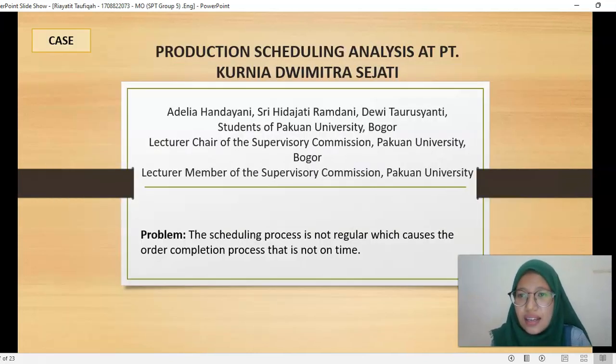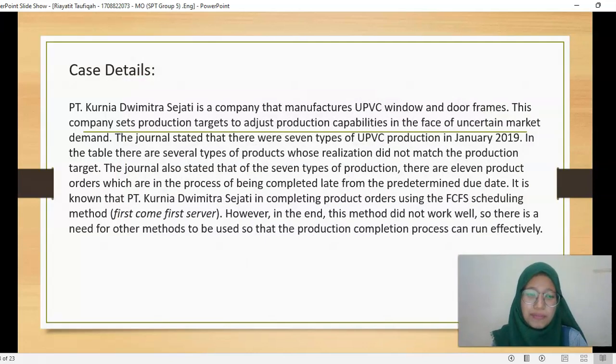And the last case is production scheduling analysis at PT Kurnia Mitra Sejati. The problem of this case is the scheduling process isn't regular, which causes the order completion process to not be on time. For the case details, PT Kurnia Mitra Sejati is a company that manufactures PVC window and door frames. This company sets production targets to adjust production capabilities in the face of uncertain market demand.